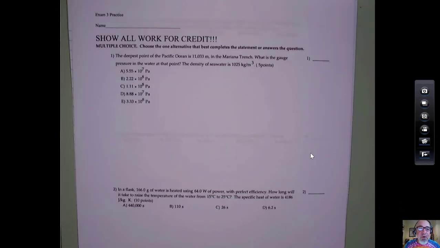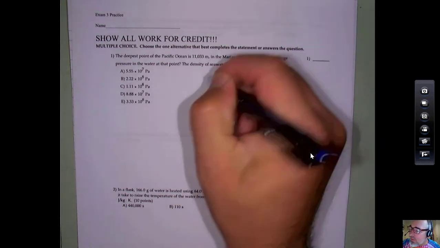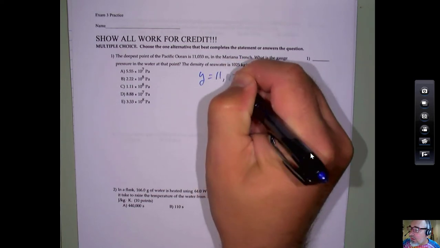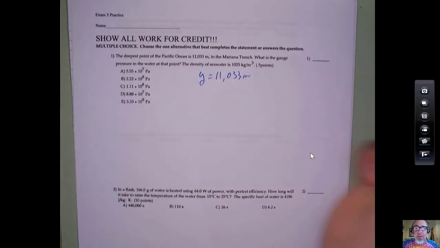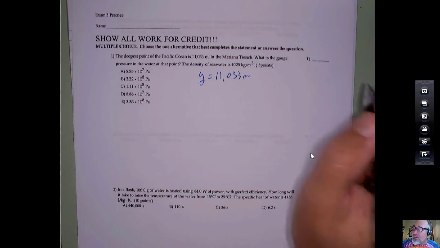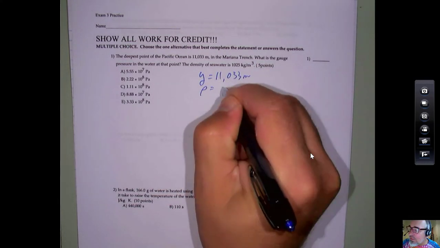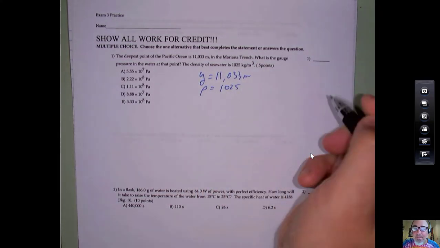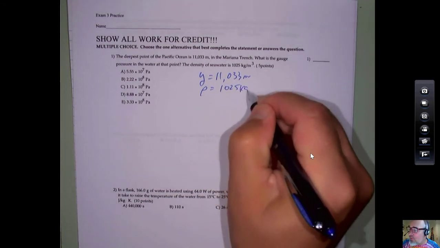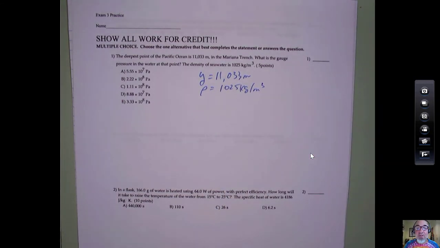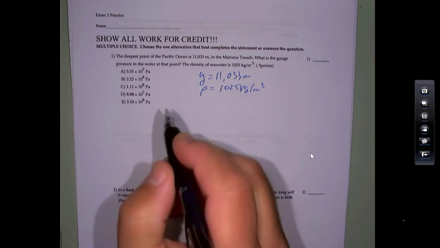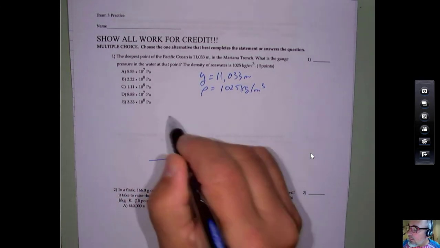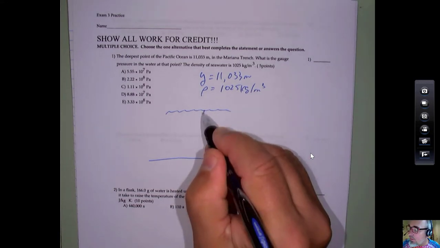The deepest part of the Pacific Ocean, the Mariana Trench, is 11,033 meters. What is the gauge pressure in the water at this point? The density of seawater is given to us, 1,025 kilograms per cubic meter. We want to get the pressure down there at 11,000 meters. So here's my picture of the ocean. This is the depth here.